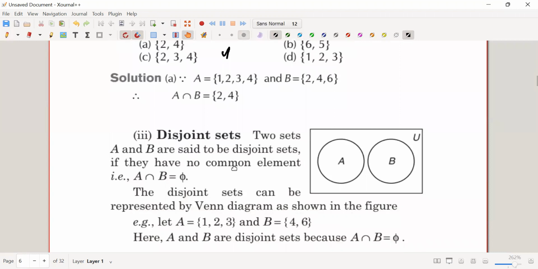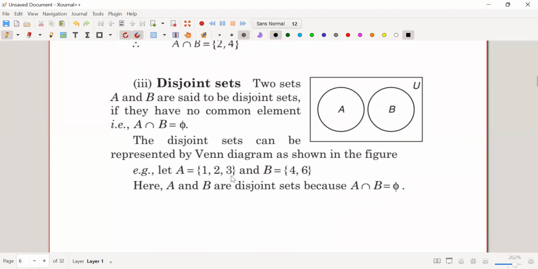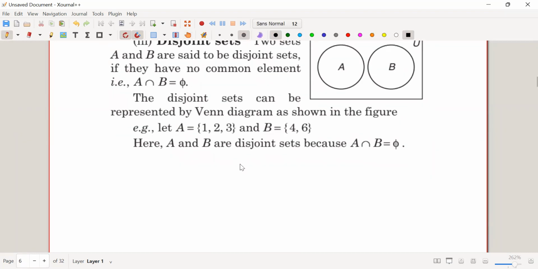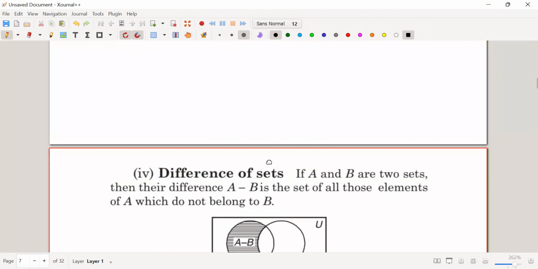Okay. What is a disjoint set? The A intersection B will be a null set. Example of disjoint sets? Odd numbers and even numbers. The intersection of odd numbers and even numbers is always phi. So A intersection B is always phi.